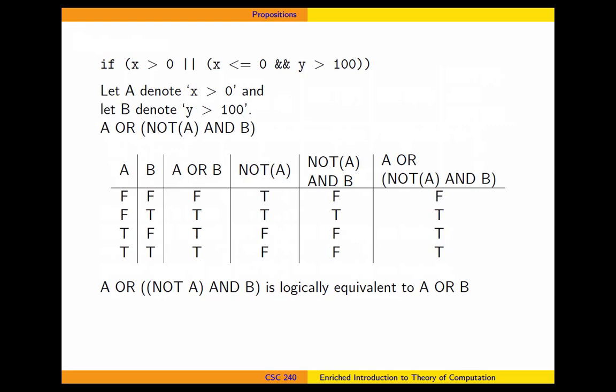Consider the piece of code at the top of the slide. Let A denote the proposition x is greater than 0, and let B denote the proposition y is greater than 100. Then we can rewrite the condition as A or (not A and B). From the truth table, we can see that A or (not A and B) is logically equivalent to A or B, since the third and last columns have the same entries. This means that we can simplify the code at the top of the slide to the code at the bottom of the slide without changing its meaning.